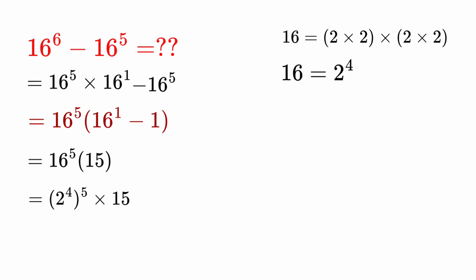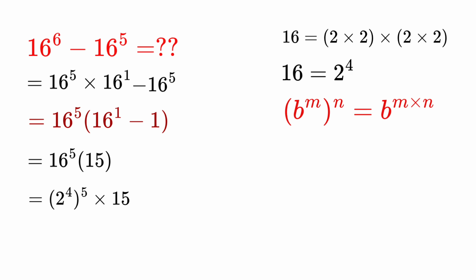Now, we have 2 to the power of 4 whole to the power of 5. But wait, we have a power raised to another power. How do we handle this? This is where one of the most fundamental exponential identities comes in, the power of a power rule. That is, b power m whole power n equals b power m into n. It means that when you have a power raised to another power, you simply multiply the exponents together.